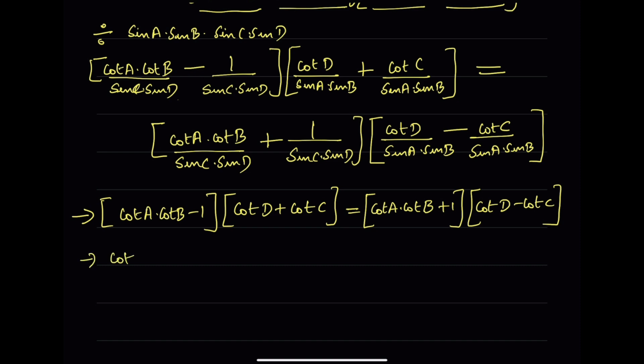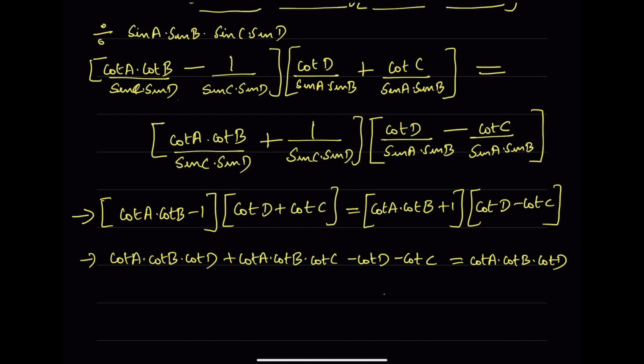So this will change to cot A cot B cot D plus cot A cot B cot C minus cot D minus cot C is equal to cot A cot B cot D minus cot C cot A cot B plus cot D minus cot C. Now let's compare both the sides of the equation and figure out what can be cancelled out.